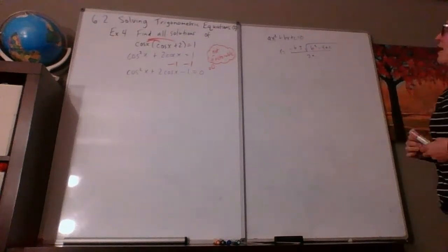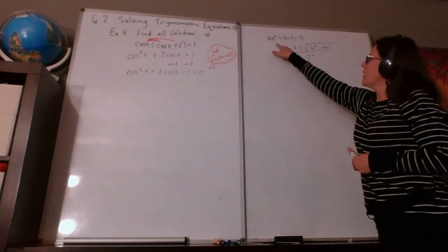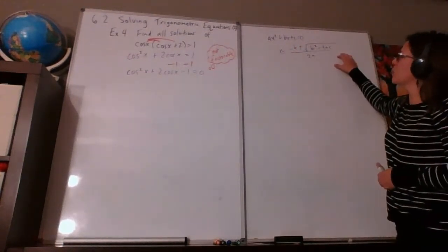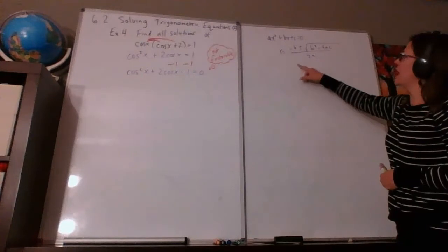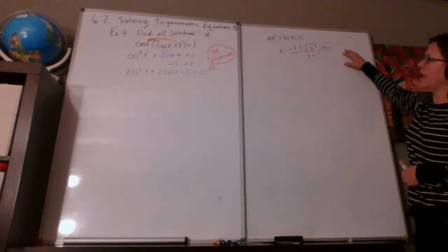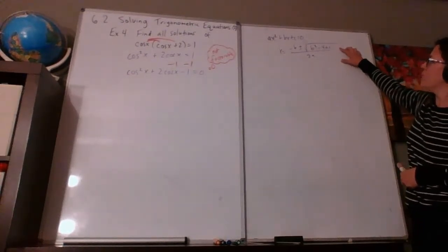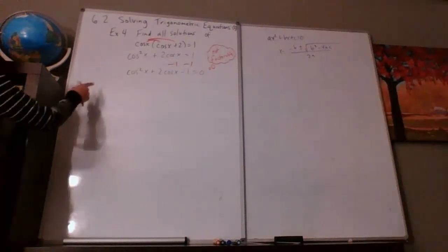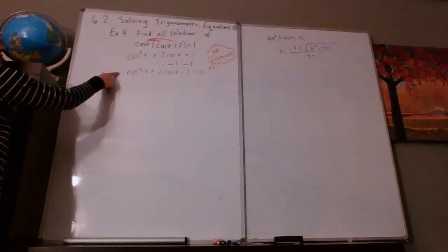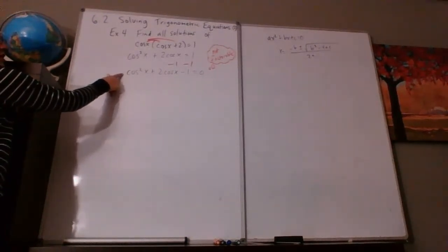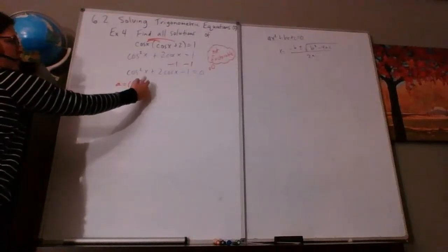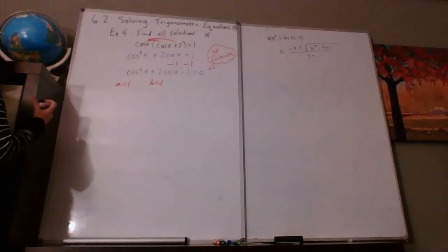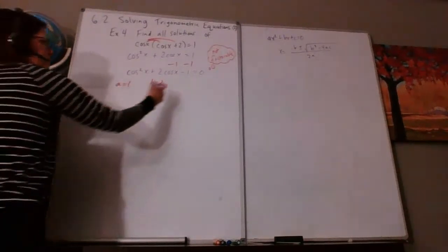If we have a trinomial of the form ax squared plus bx plus c equals 0, the quadratic formula gives us the solution x equals -b plus or minus the square root of b squared minus 4ac all over 2a. The trinomial that we have, we see that the coefficient in front of the cosine squared, a, equals 1, b equals 2, since that's the coefficient in front of cosine x, c equals -1.